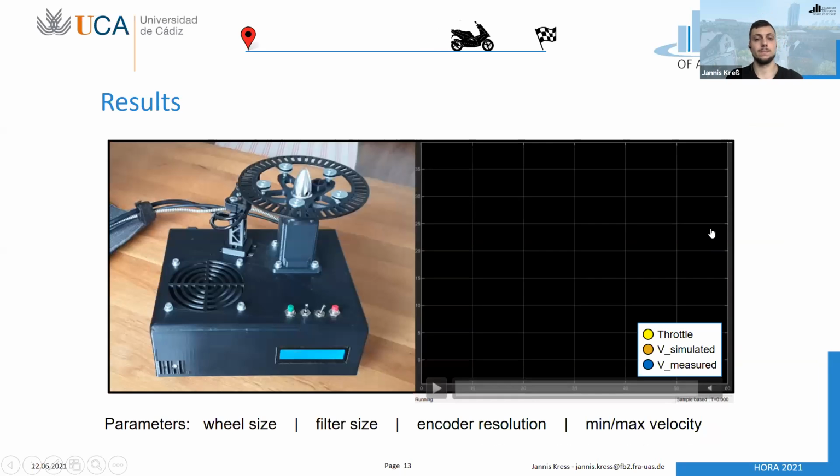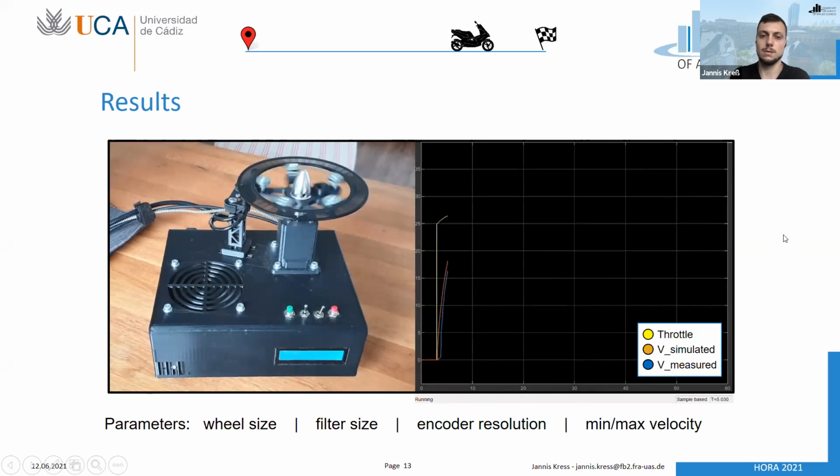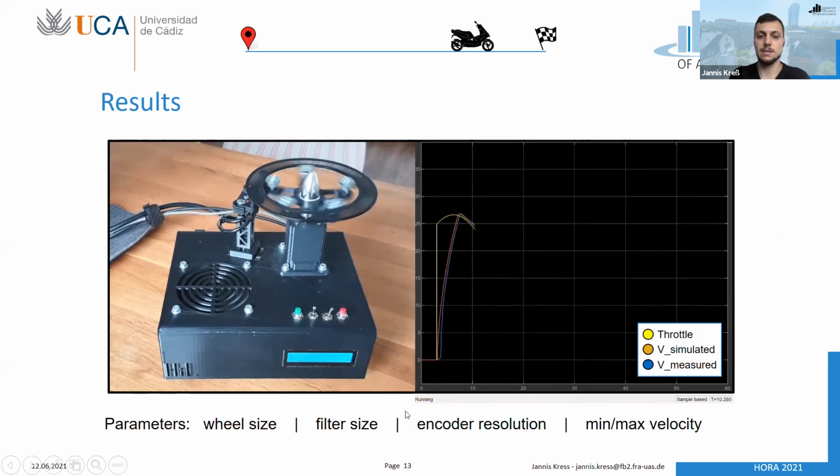So now I have prepared a little video clip for you. On the left side, you can see in real time the test bench running, and on the right side, the belonging signals. In yellow, you'll see the throttle demand, which is a randomly given throttle demand of the rider. And in orange, you can see the simulated velocity, and in blue, the measured one. The parameters like the wheel size, the filter size, the encoder resolution, and the minimum and maximum velocity have, of course, a big impact on the characteristics that you can see here.